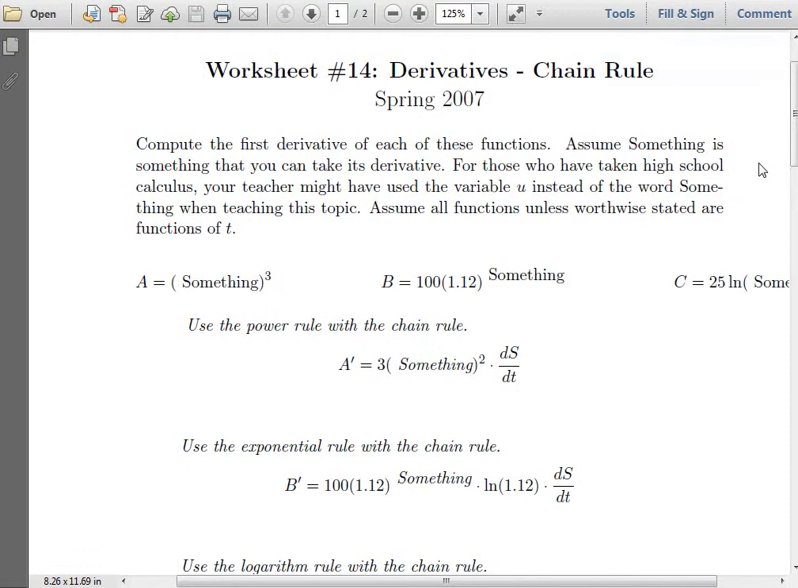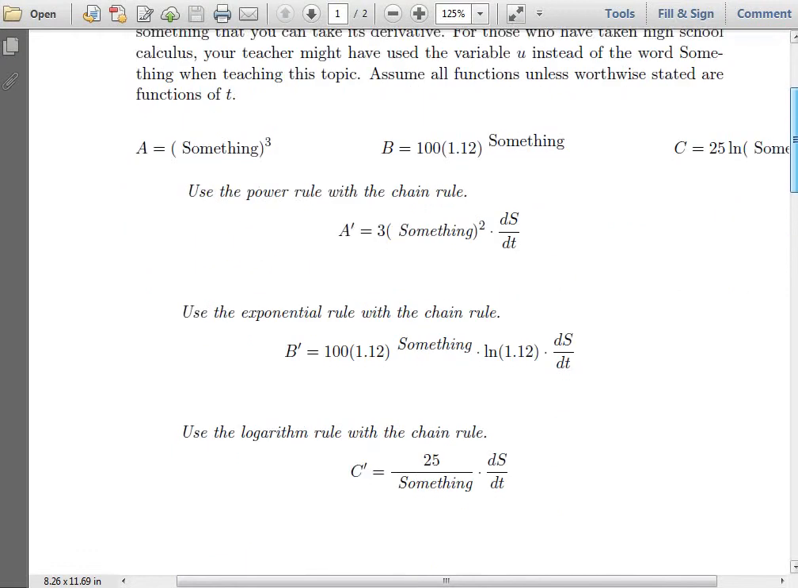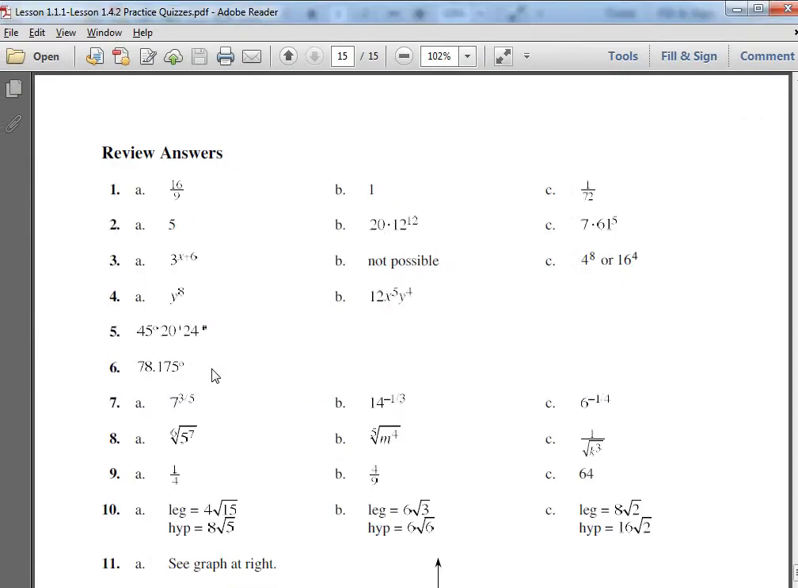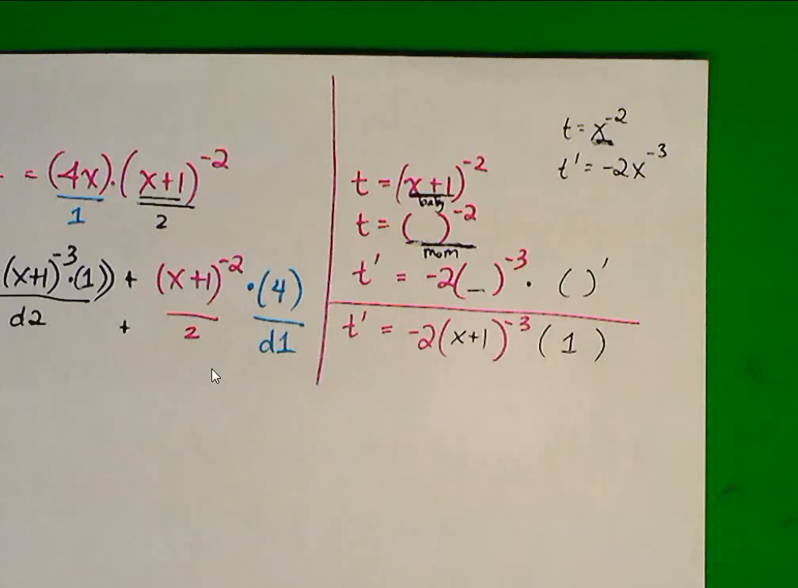Like B, well, we didn't learn the log rule yet, so just pay attention to that for now. That makes sense? Times the derivative of something with respect to t. Never mind. Does that make sense?